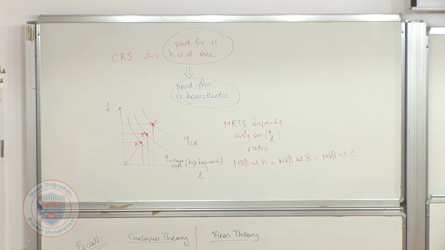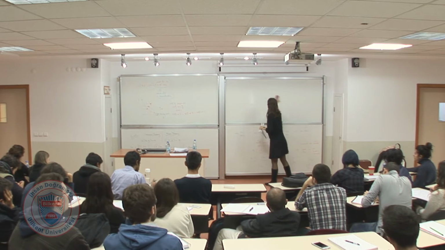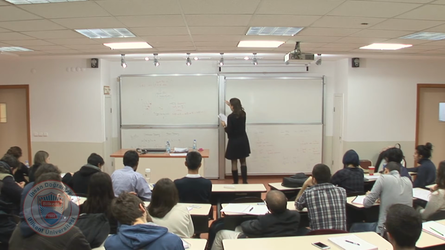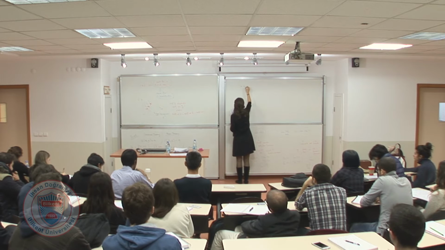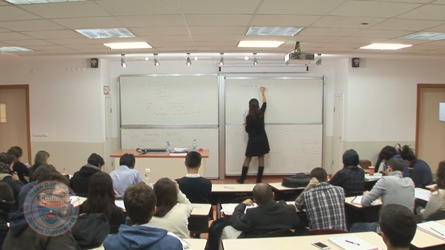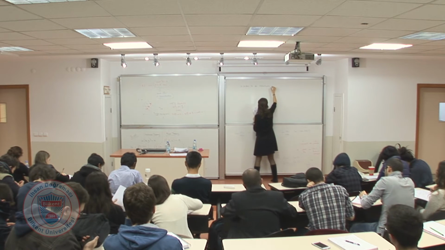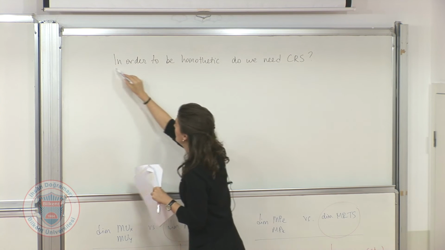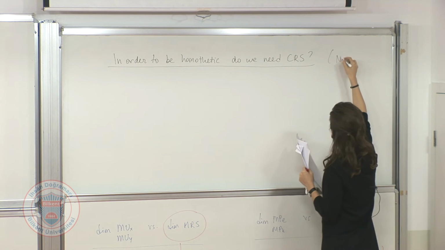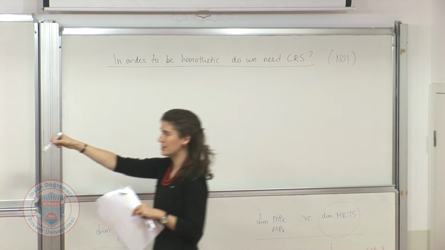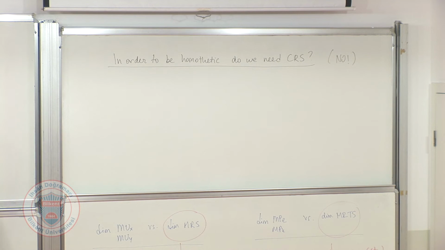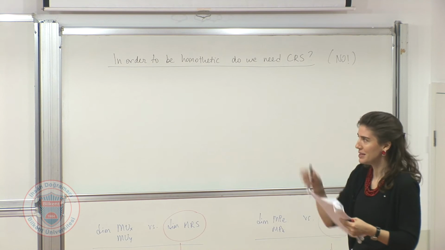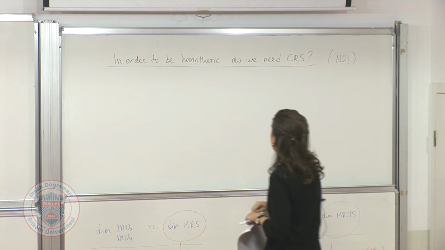Let me ask the question, write down the question so that you would have it nicely in your notes. It's obvious from there, but let's say, in order to be homothetic, do we need constant returns to scale? And the answer is no. Because you see this goes in one way. It doesn't go the other way around. So there could be some homothetic functions which are not homogeneous, right? Which basically means we don't have constant returns to scale.